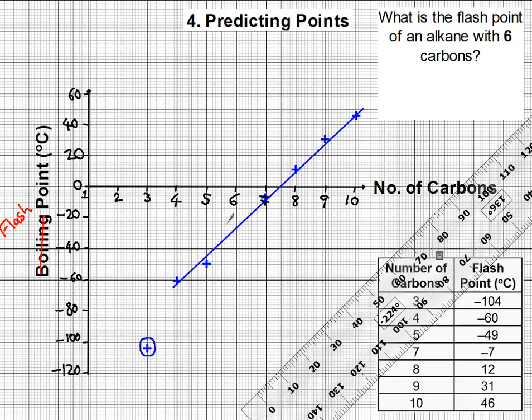Now what people sometimes do here is they look for 6 carbons and they look down to the line and then they just put a little point on there. That is a no-no. We don't have any data at 6 carbons, so we shouldn't put a point on there. You are right though, if you're doing that, that you need to somehow read off what the flash point would be at this point on the best fit line, and that's the basic idea.